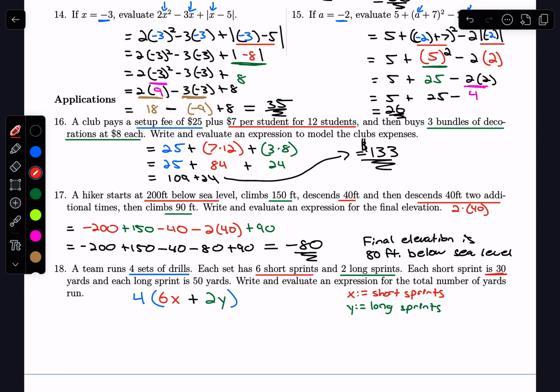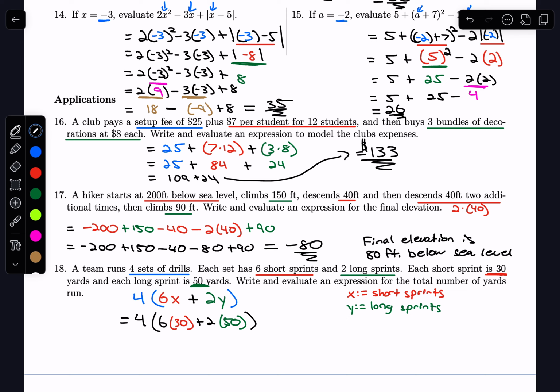We have that a short sprint is 30 yards and a long sprint is 50 yards. So instead of 6x and 2y, now I'm just going to plug in the numbers for x and y. So we're going to rewrite this as 4 times 6 multiplied by 30 yards for a short sprint plus 2 multiplied by 50 yards for a long sprint. Okay, so we have now evaluated, or at least substituted in, the value for the variable.